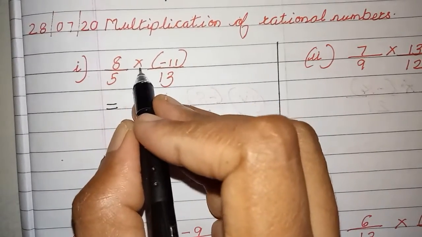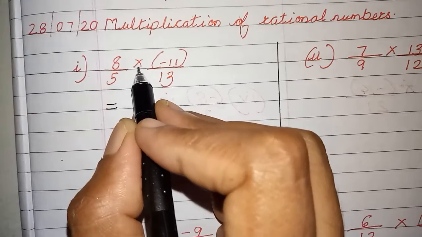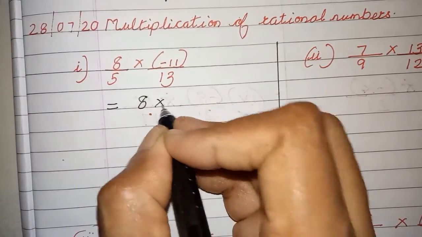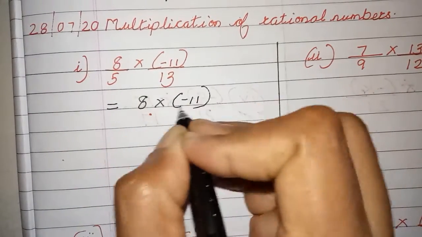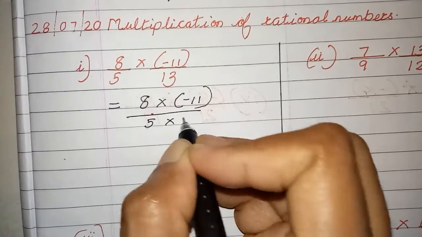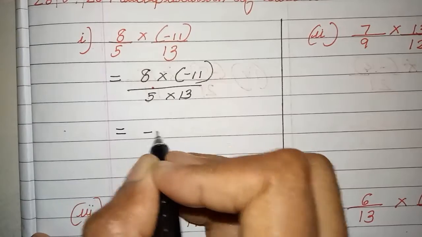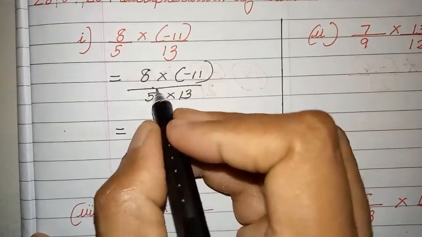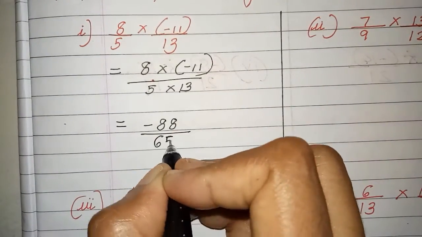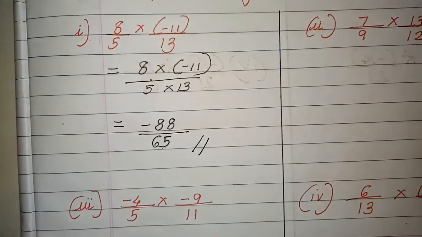Multiplication has the power of making the numerator and denominator same. So what you will do? Directly make one common numerator and common denominator. Okay? So you have 8 elevens are 88 with a minus sign, 3 fives are 15. Okay.